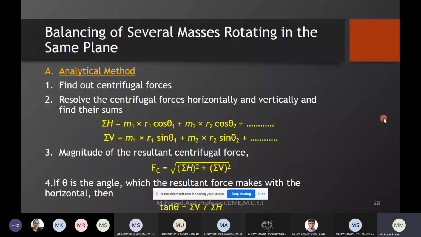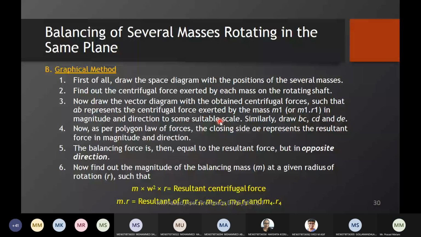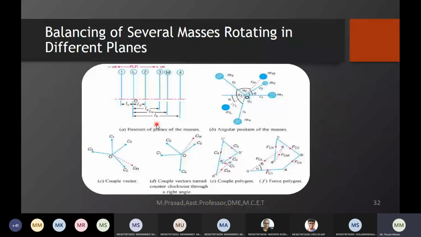You can see here how they have written it. Sum of the horizontal forces: m1 r1 cos theta 1 plus m2 r2 cos theta 2 plus so on. Similarly the vertical force: m1 r1 sin theta 1 plus m2 r2 sin theta 2 plus so on. You can see the resultant force Fc is equal to the sum of all the horizontal forces squared plus the sum of all the vertical forces squared. Theta is the angle which the resultant force makes with the horizontal. Then tan theta equals sigma V by sigma H. We are getting the angle made by the balancing mass, and Fc is the resultant force m into r. That is how we can get m into r. So this is the graphical method.